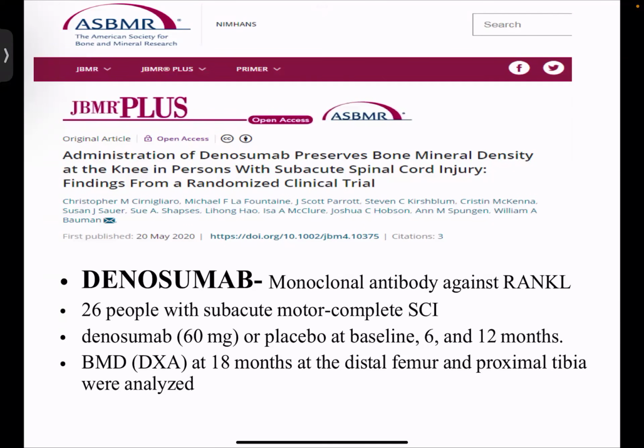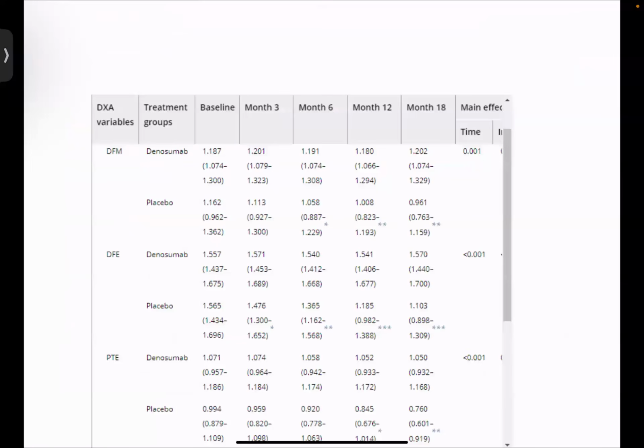So here is the study by Christopher et al., published in 2020. They took 26 people with subacute motor complete spinal cord injury, and they prescribed denosumab or placebo in a randomized controlled trial, at baseline, 6 months, and 12 months. They checked DEXA at 18 months at the distal femur and proximal tibia. So they gave treatment up to 1 year and checked DEXA at 1.5 years.